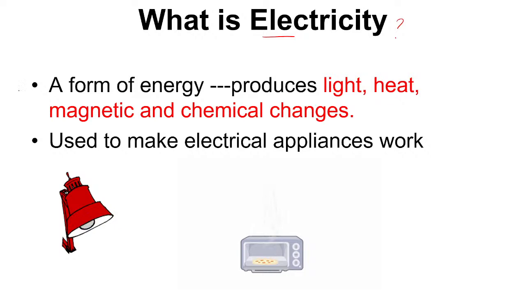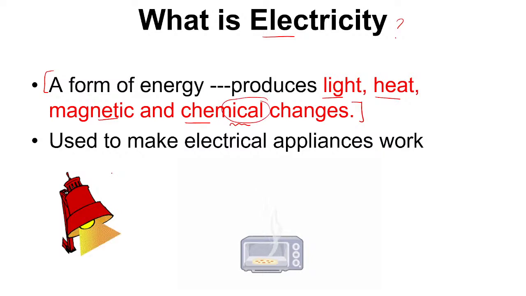It is nothing but a form of energy that produces light, heat, magnetic and chemical changes. So in today's class, we are going to concentrate on this effect, that is the chemical effect of electric current.